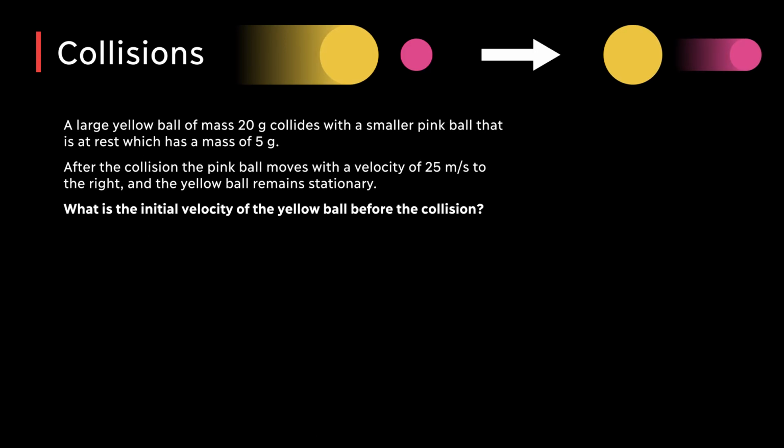The first thing I do is just write out the variables we're given. I'm going to label the large yellow ball 1 and the smaller pink ball 2. The yellow ball has a mass of 20 grams, which converts to 0.02 kilograms. Similarly, the pink ball has a mass of 0.005 kilograms.